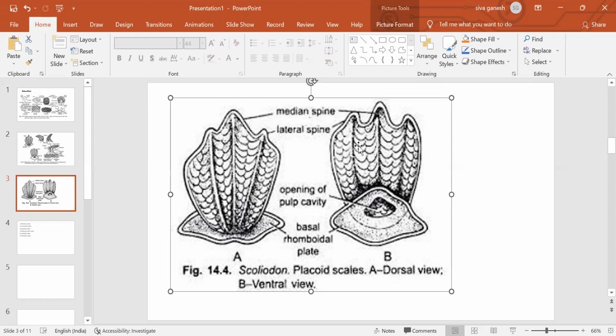So it's a misconception that sharks do not have scales. Actually, they are present in the dermis, but they are invisible in nature. Only with the help of a microscope can we see them. If you observe them under a microscope, they look like this, the dorsal view and the ventral view. The placoid scales are also called dermal denticles on the skin. They are made up of dentin, similar to that of the teeth.